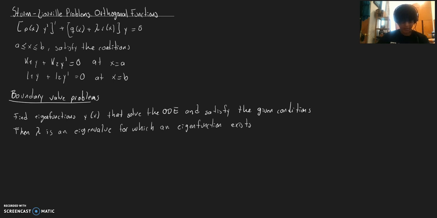What does this mean? Well, that we require to obtain a value of lambda called an eigenvalue, so that the given function y of x is actually an eigenfunction. And this means that this function, y of x, would solve the ordinary differential equation and satisfy the given conditions.